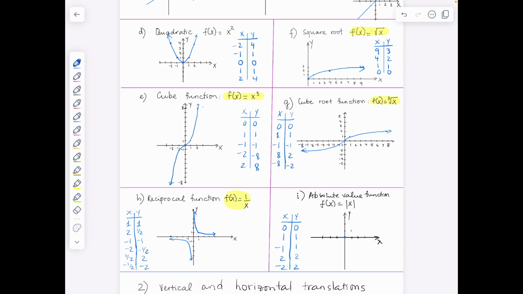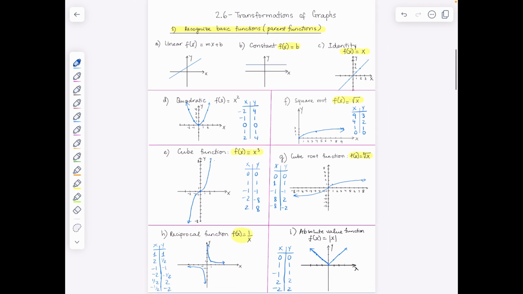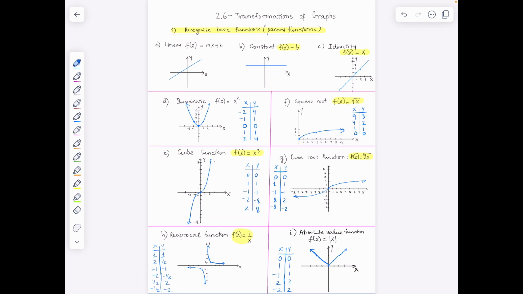So 0, 0, 1, 1, -1, 1, 2, 2, and -2, 2. The graph of an absolute value function will be a V shape with the pointy part, the vertex, right at the origin. So those are some basic functions or parent functions to get us started.